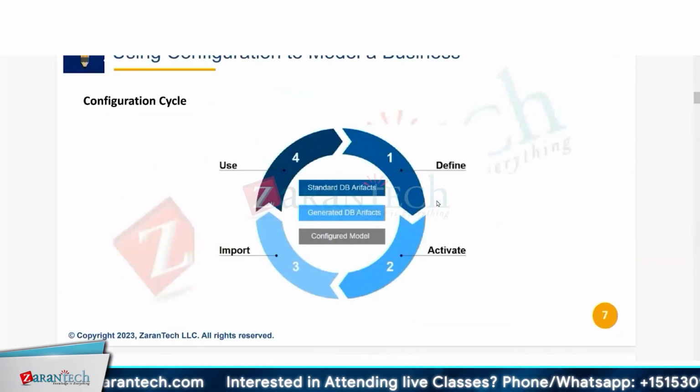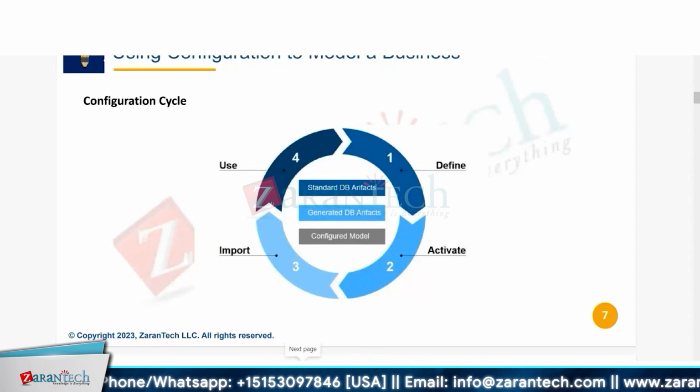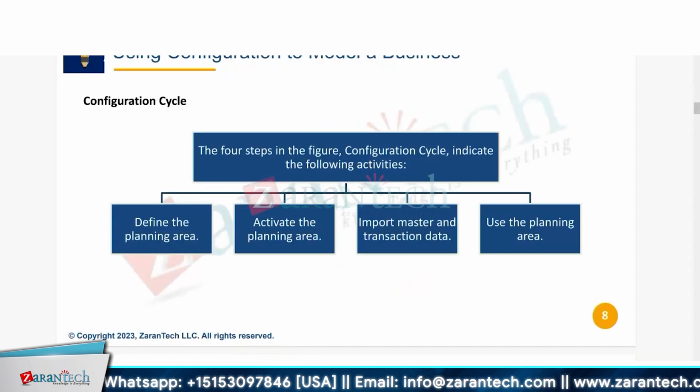So we have four major steps in the configuration cycle. One is define. First we have to define the master data in the system, then activate the master data. You can also import the master data, and finally use it. These are the four major steps in the configuration cycle.